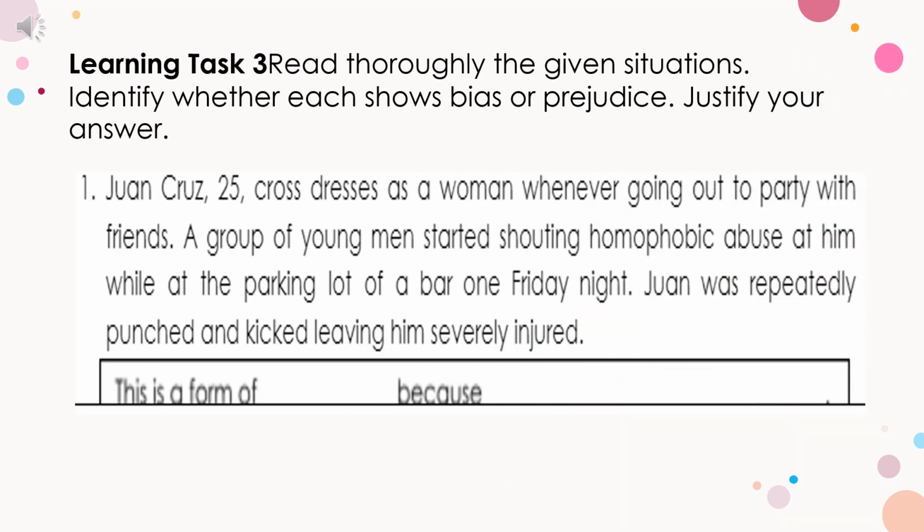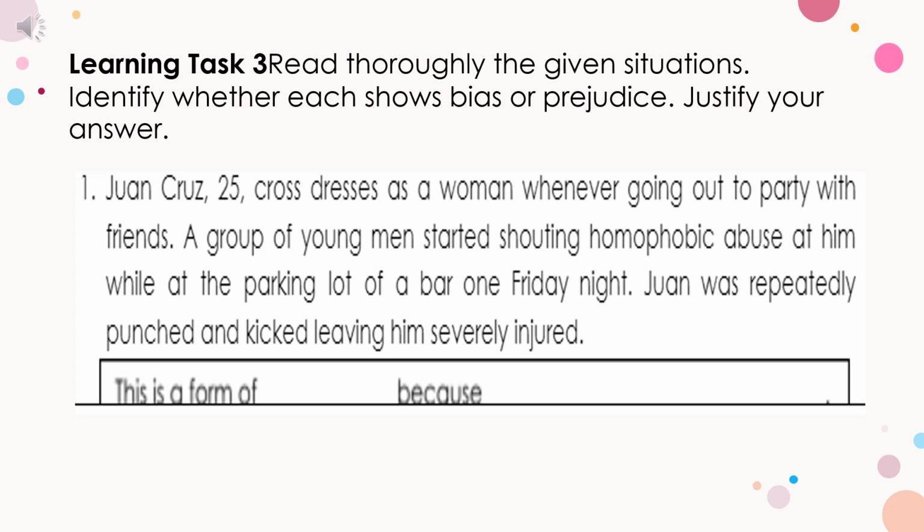Learning task 3. Read thoroughly the given situations. Identify whether each shows bias or prejudice. Justify your answer. Number 1. Juan Cruz, 25, cross-dresses as a woman whenever going out to party with friends. A group of young men started shouting homophobic abuse at him while at the parking lot of a bar one Friday night. Juan was repeatedly punched and kicked, leaving him severely injured.